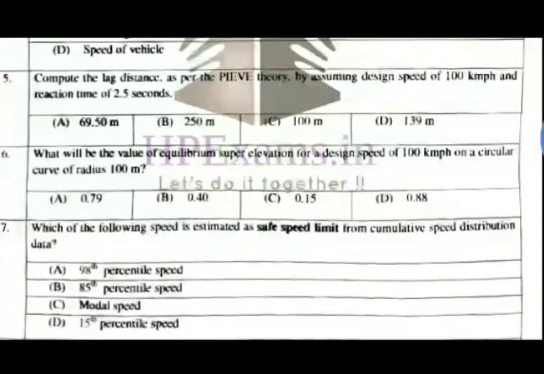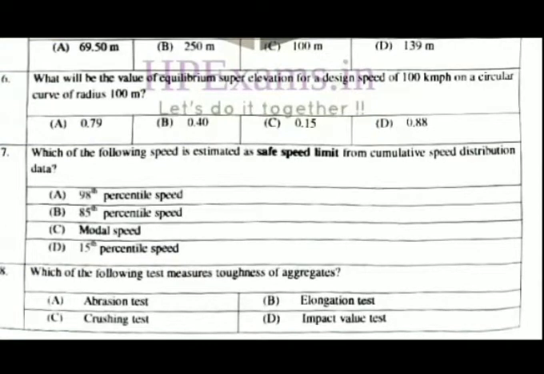Next question is, what will be the value of equilibrium super elevation for a design speed of 100 km/h on a circular curve of radius 100 meter? And the right answer is option A, 0.79. Which of the following speeds is estimated as the safe speed limit from cumulative speed distribution data? And the solution for this question is option B, 85th percentile speed.